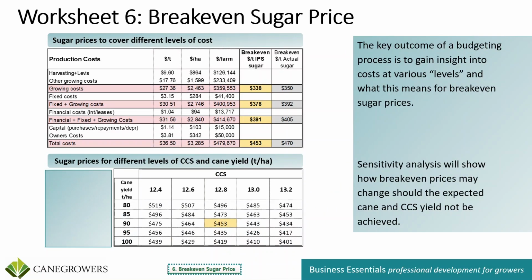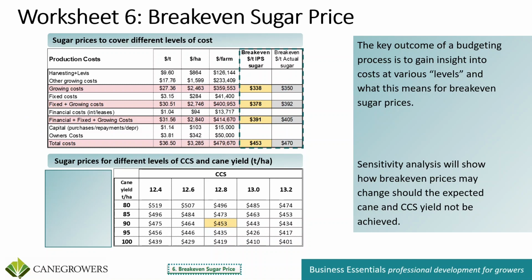The first part of the table summarizes the cost build-up with subtotals for growing costs associated with the gross margin, then adding fixed costs, followed by the addition of financing costs, and finally depreciation and owner's costs to reach total costs. At each level, the equivalent break-even sugar price is provided.